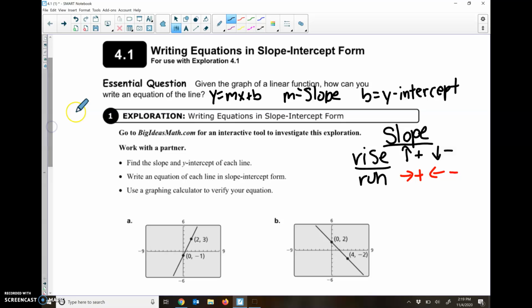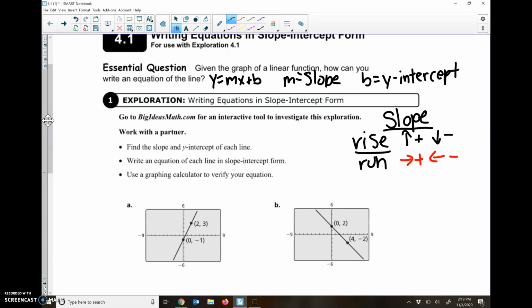Just like when we're reading something, if a graph goes left to right, that's going to be positive, or if it goes up. Here, from the left side to the right side, this graph is going up, so it's a positive graph, positive slope. Here, from the left side of the graph to the right side, it is going down, so that would be a negative slope.